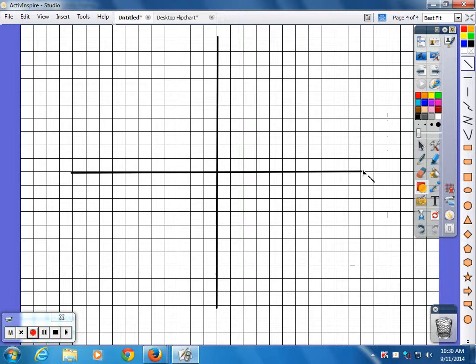And they give you a line, and it looks something like that. And they say, find an equation for that line. Well, they may or may not give you points. But most of the time, they'll take a green dot or a yellowish green dot, and they'll put one here.